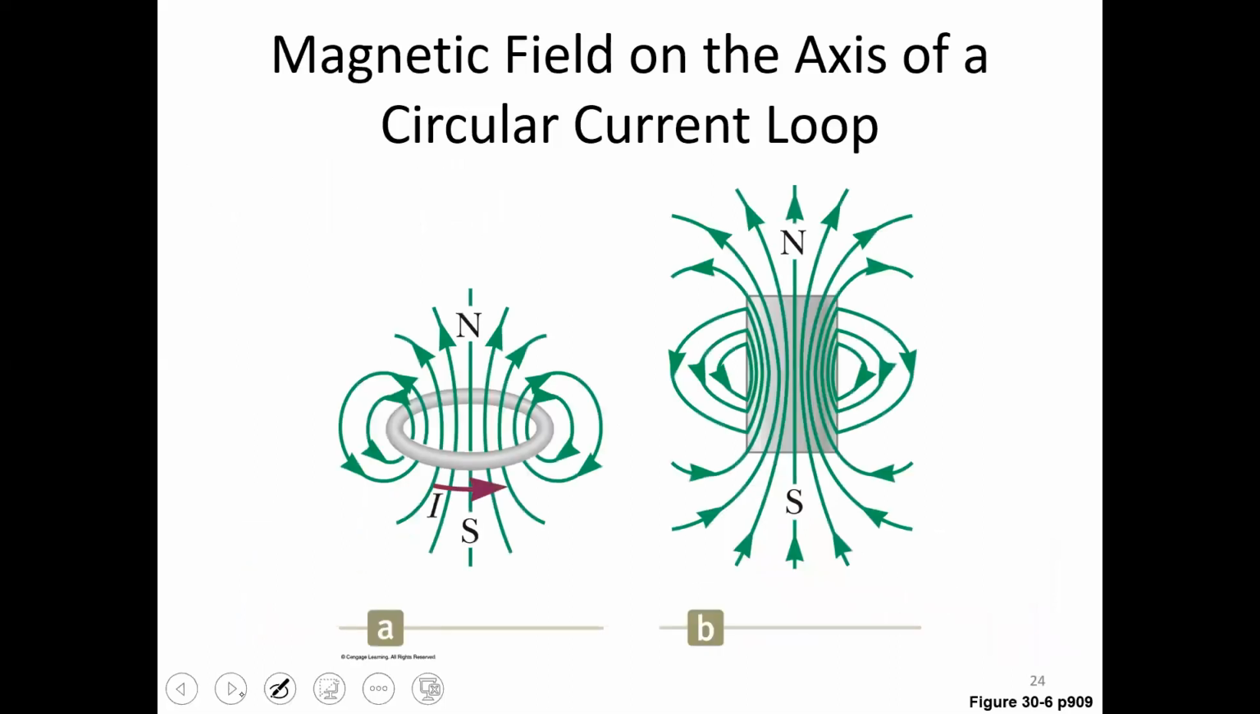Okay, this is a good place to pause and talk about the magnetic field on the axis of a circular current loop a little further, and then move on to some other applications.